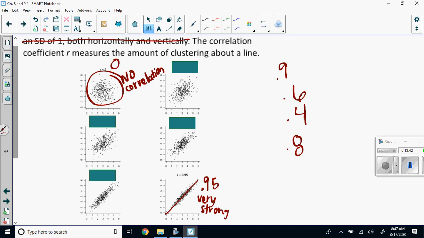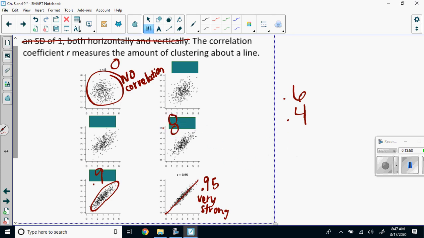Okay, 0.9 is going to be the strongest one. So we can see out of all of these, it goes in order, so it should be pretty easy to do. That's a pretty flat football. 0.8 is this one. 0.6. Oh, well that didn't work very well.